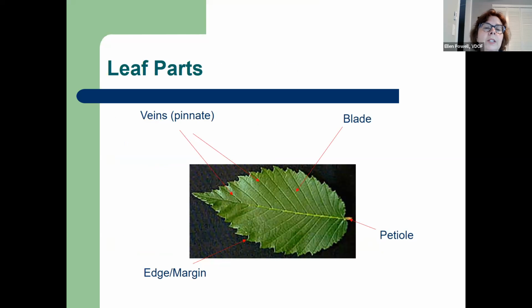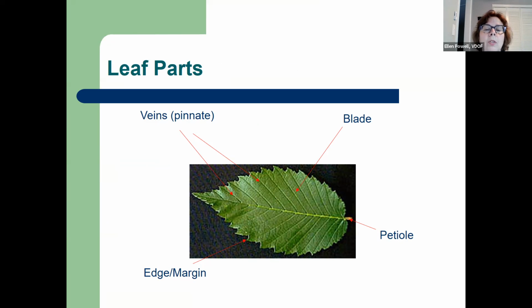Okay, so let's look at leaf parts, and this will start to get into some of those terms that I've been using. First of all, the main part of the leaf, the flat, broad part, is called the blade. And the little stem that attaches the blade to a twig is called the petiole. This is slightly different in compound leaves, and we'll look at that in a minute.